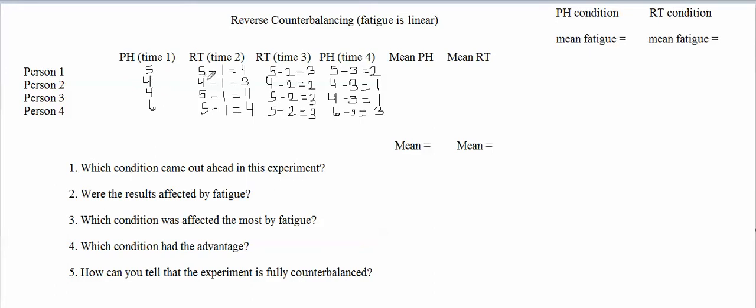You would do this for all 4 people. So for person 2, for Pizza Hut right here, it would be 4 plus 1 divided by 2. That would be the answer. And for Roundtable, it would be 3 plus 2 divided by 2. That's the answer. Once you have all of these filled out, you add these and divide by 4 to get a mean. You add these and divide by 4 to get a mean. And you get the mean for Pizza Hut and the mean for Roundtable.